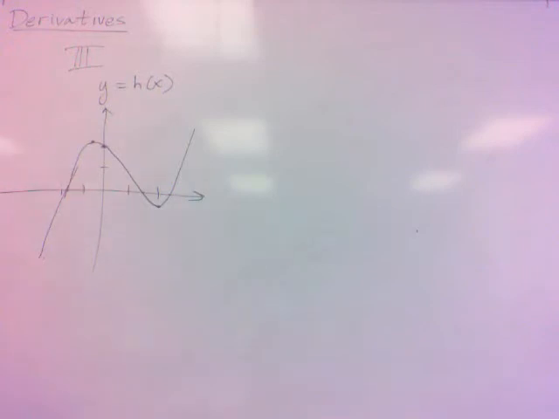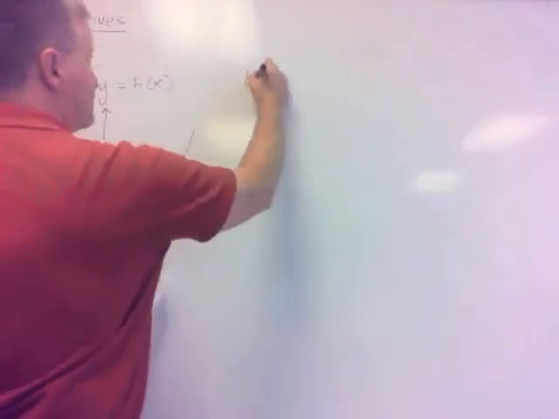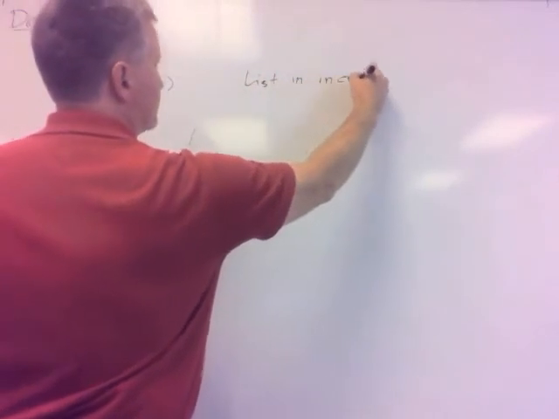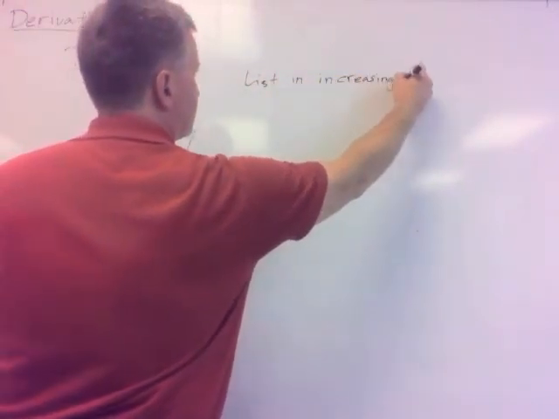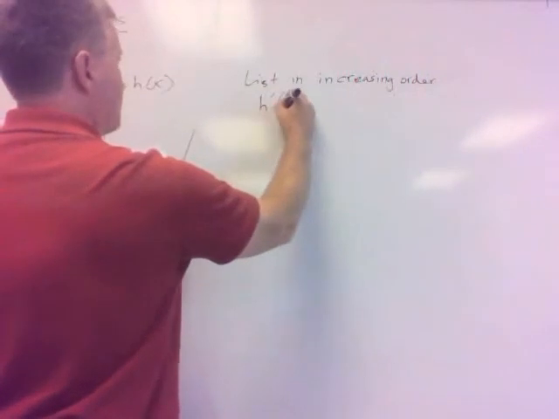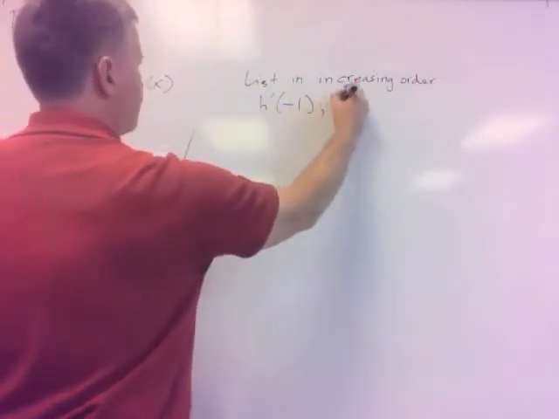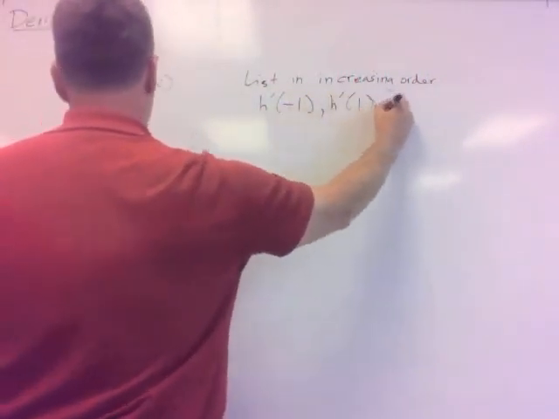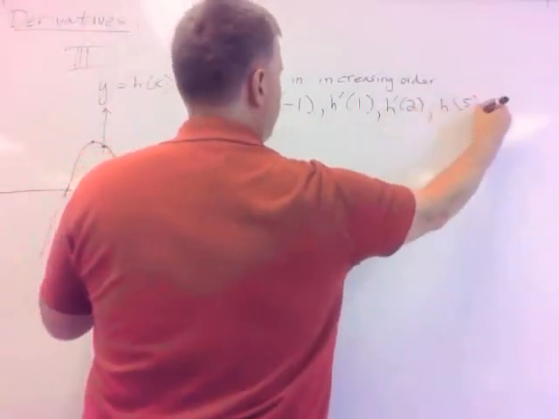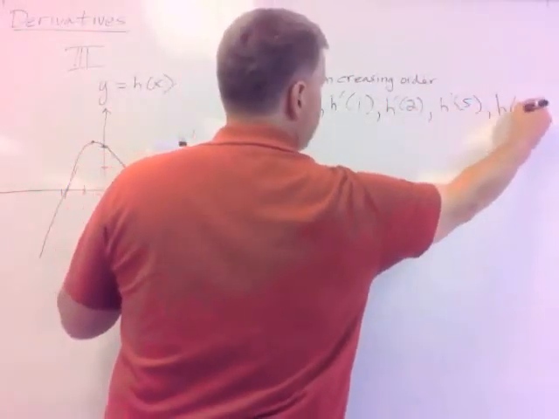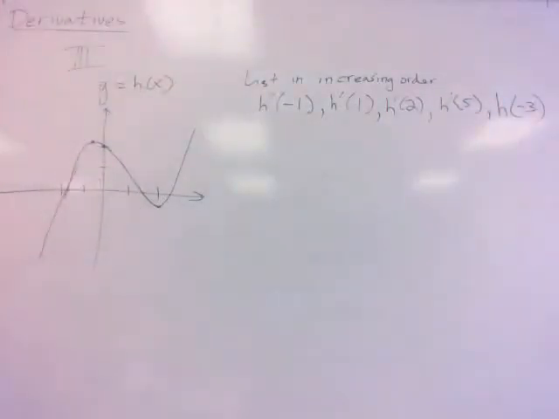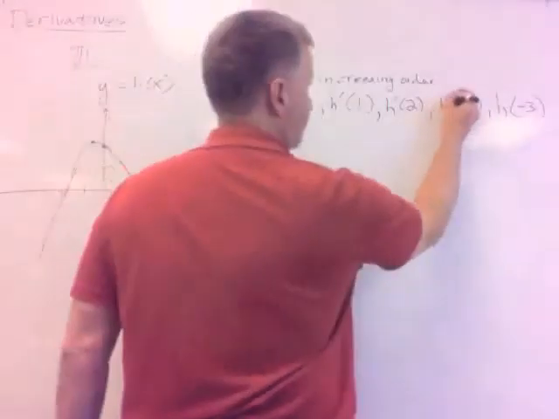Here's what I want to do. List these in increasing order. H prime negative 1, H prime positive 1, H prime 2, H prime 5, and H negative 3. That last one is not a prime, it's just an H.